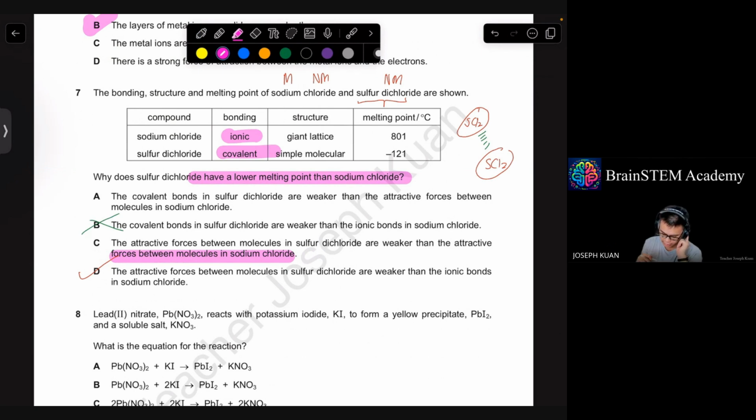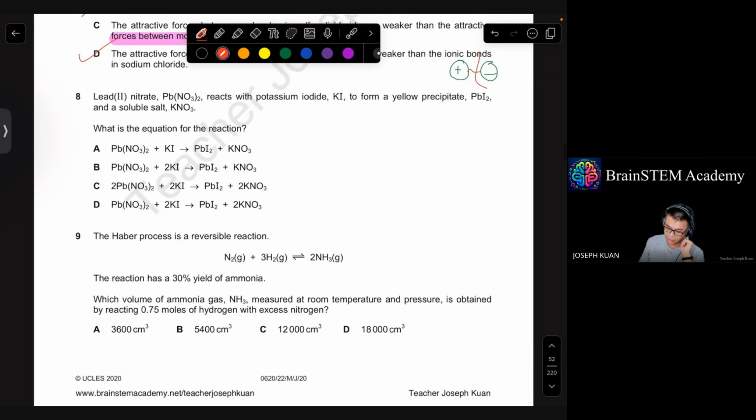All right, let's just double check one last time. The attractive forces between molecules in sulfur dichloride are weaker than the ionic bonds in sodium chloride. In ionic compounds, we are trying to break the ionic bond. All right, the answer is D. Moving on to question number 8.